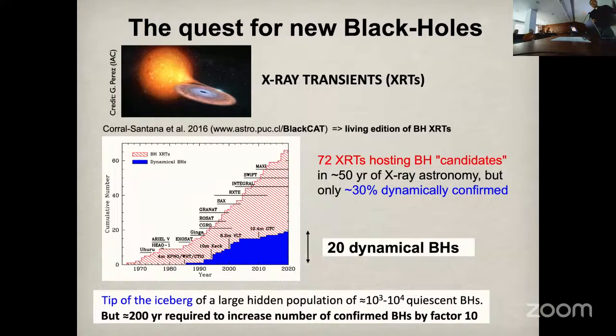For that, you need to detect spectroscopically the companion star and follow the orbital motion of this star. Most of these systems become too faint in quiescence for radial velocity studies. So we are really looking at the tip of the iceberg of a larger population that we estimate consists of about a few thousand dormant black holes in the galaxy. And it will require about 200 years just to enlarge the number of confirmed dynamical black holes by one order of magnitude.